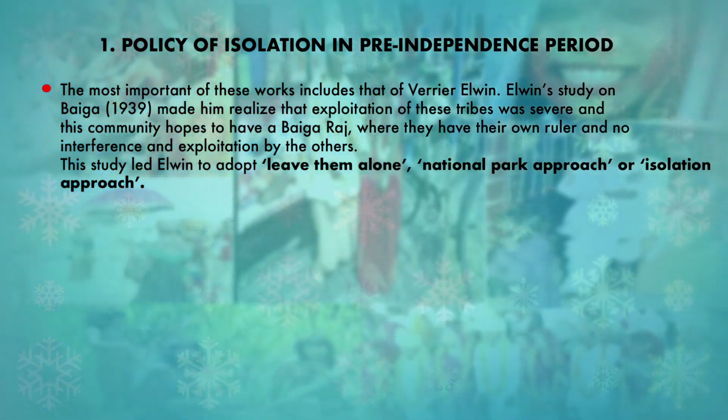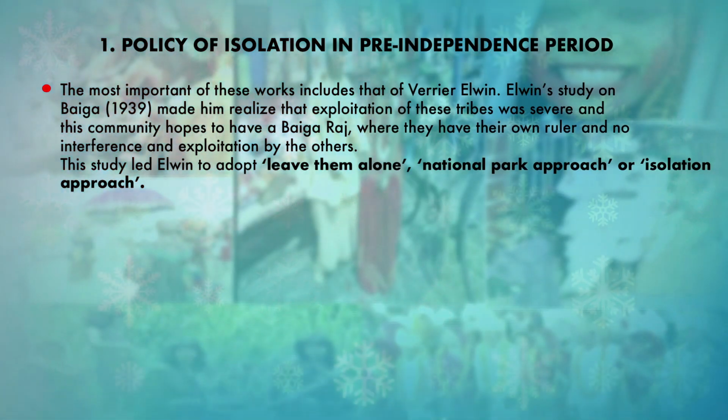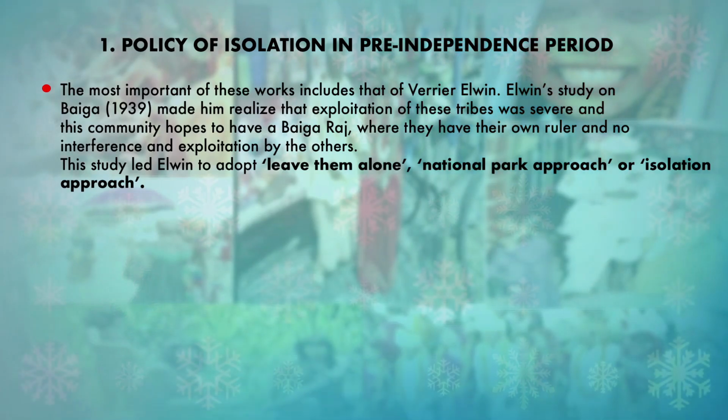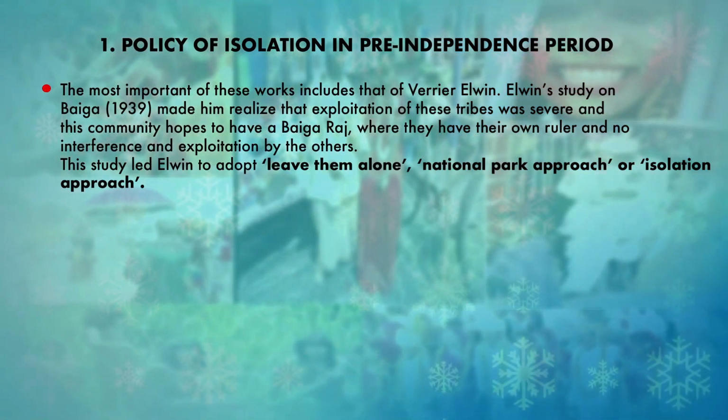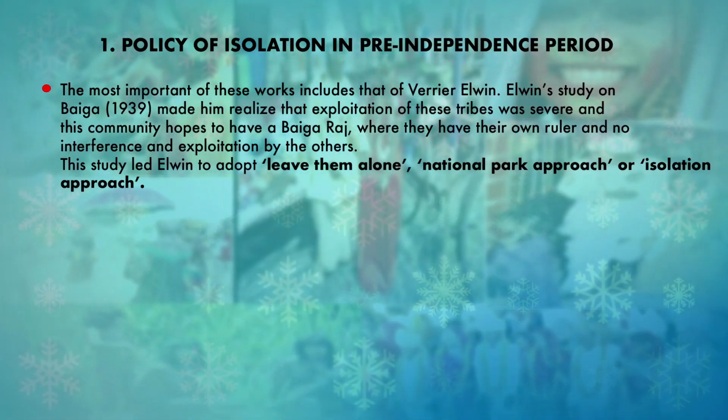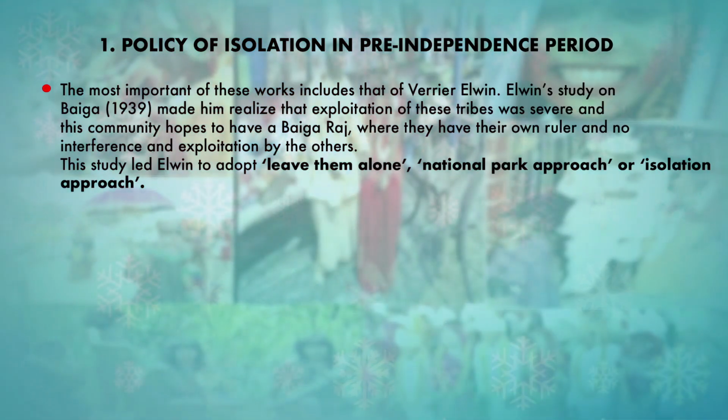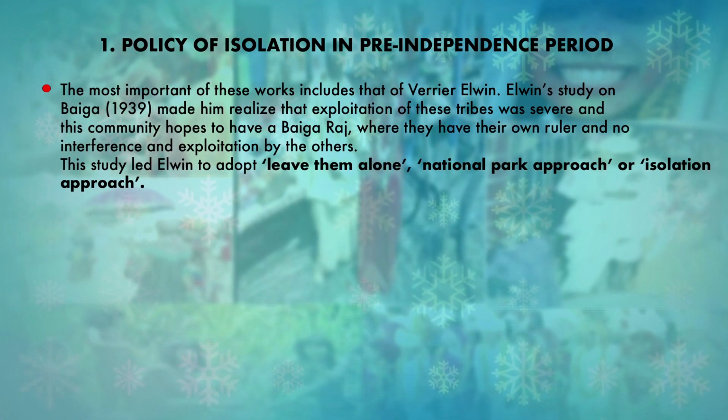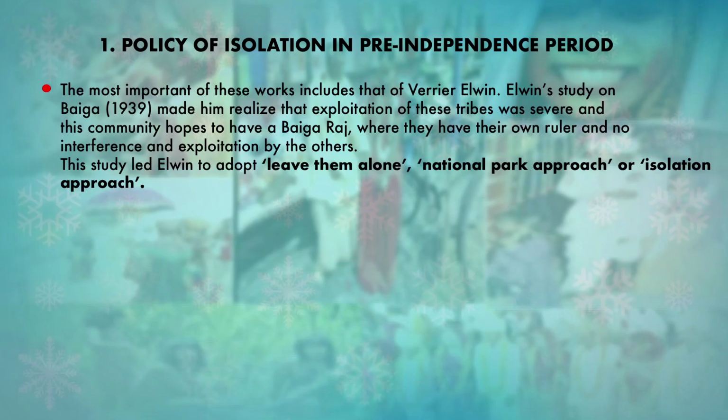In Elwin's study on the Baiga in the year 1939, he realized that exploitation of these tribes was severe, and this community hoped to have a Baiga Raj, where they have their own ruler and no interference and exploitation by others. This study led Elwin to adopt the leave them alone, national park approach or isolation approach.